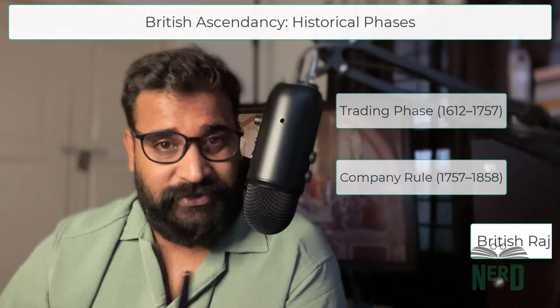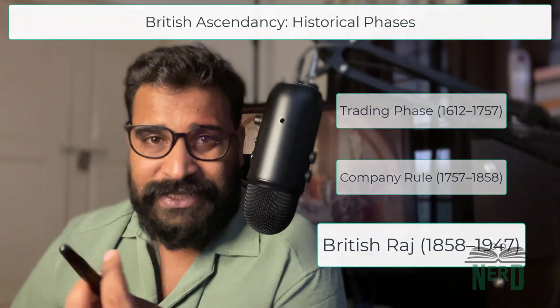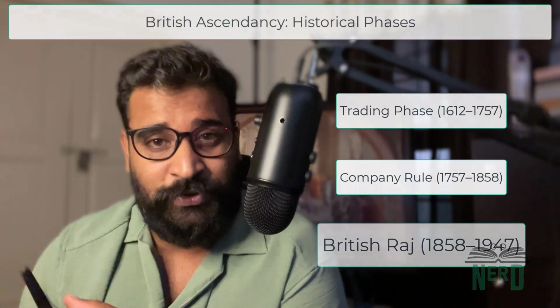Then the last phase is the British Raj, which happened 1858 to 1947. So you remember that 1857 revolt, right? The British crown stepped in, the East India Company was dissolved, and India was now an official colony. Presidencies like Bengal, Bombay, and Madras were chopped into provinces for easier control.